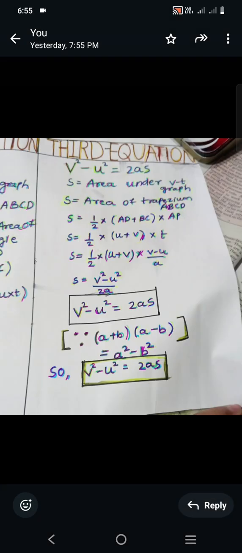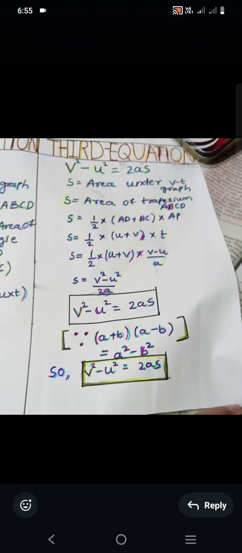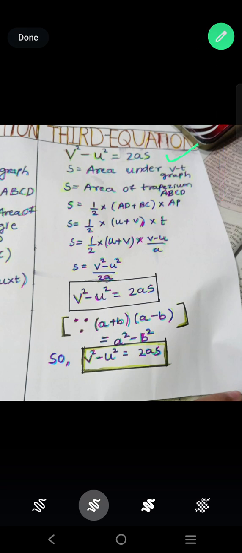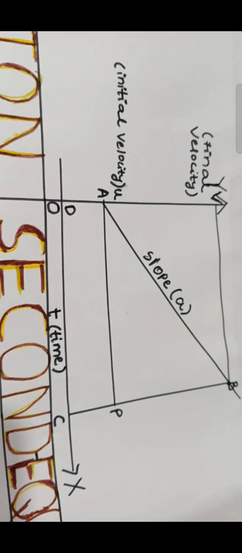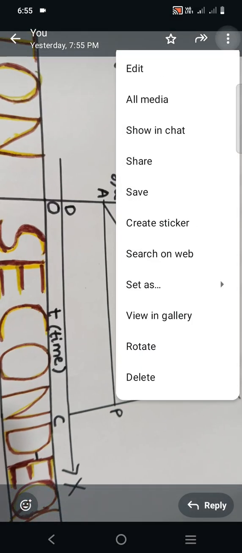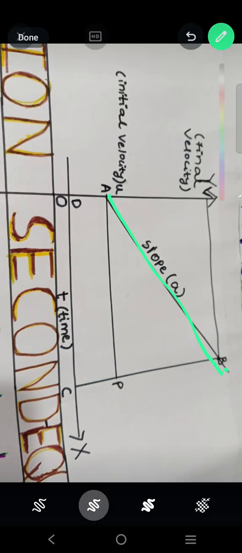Moving on to the next: v square minus u square equal to 2as. Let's clearly see. This is the third equation of motion. Let me show you the graph first of all. In this graph, it looks like a trapezium, right? So what is the formula for a trapezium? Half into sum of parallel sides into height.